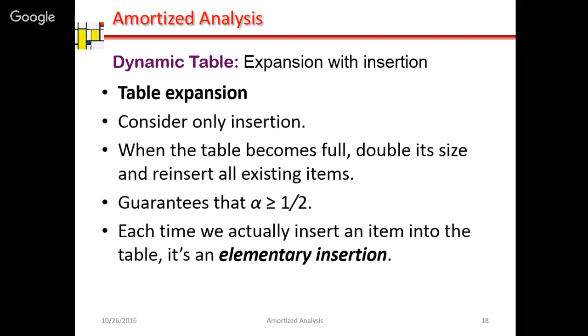Let's look into the details of what's happening here. So this is a table expansion. Consider only insertion. When the table becomes full, it doubles its size and reinserts all the existing items. What happens again? It guarantees that alpha will be greater than or equal to a half.